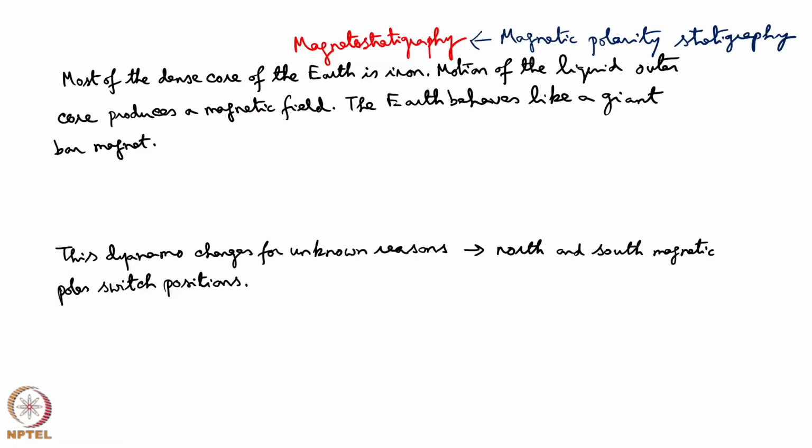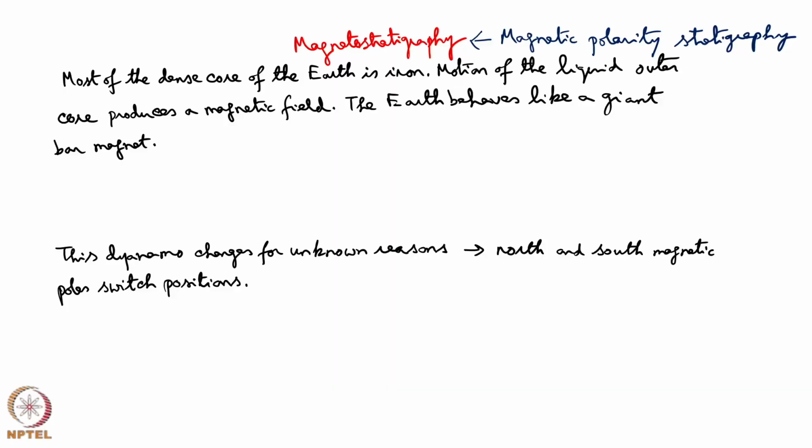Magnetostratigraphy is a short form of magnetic polarity stratigraphy. Rocks can consist of magnetic minerals, and the magnetic property of the present rock and the past rock can be utilized to create a stratigraphic succession. We will see how it is done, and then it will be possible to correlate that succession globally.